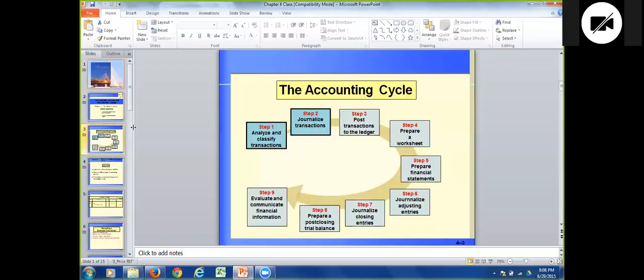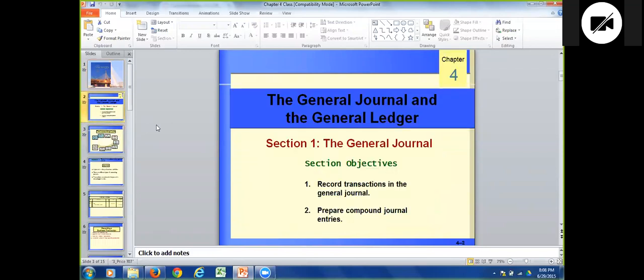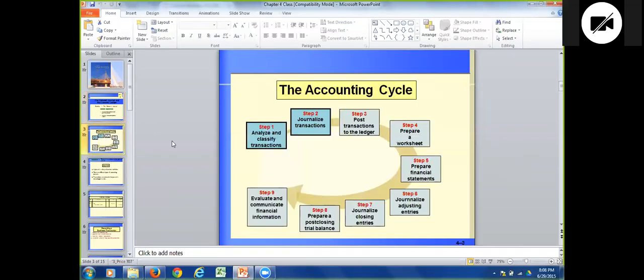All right, so this week, like I said, we're looking at the general journal and the general ledger and posting: recording transactions in the general journal, preparing journal entries, and posting entries. In the accounting cycle, we are in step 2 now, journalizing the transaction, and I believe we're going to look at step 3 as well, which is posting transactions to the ledger.